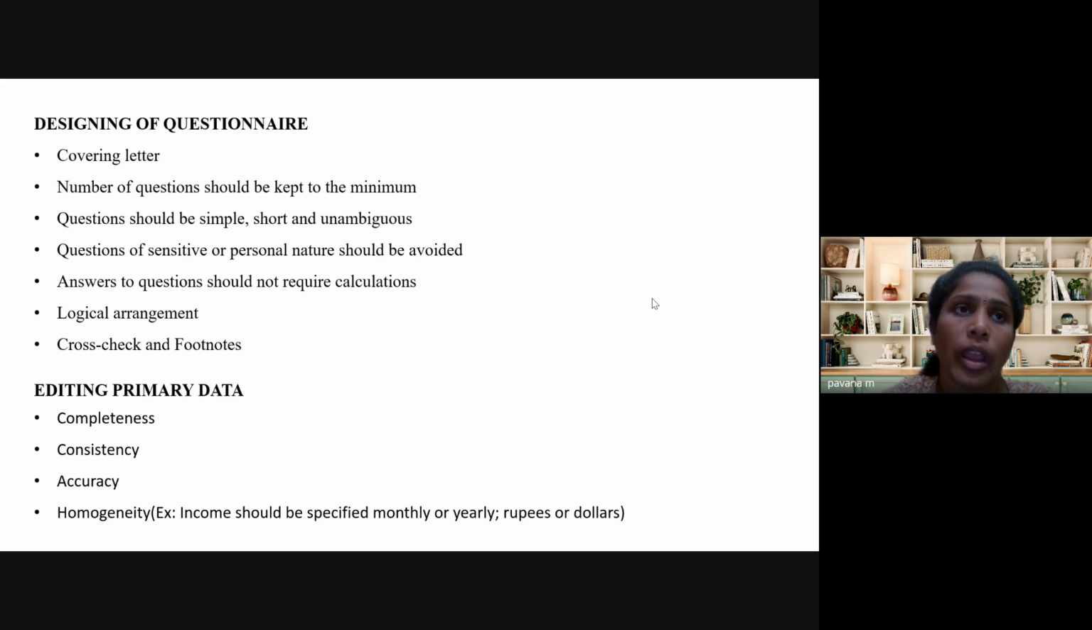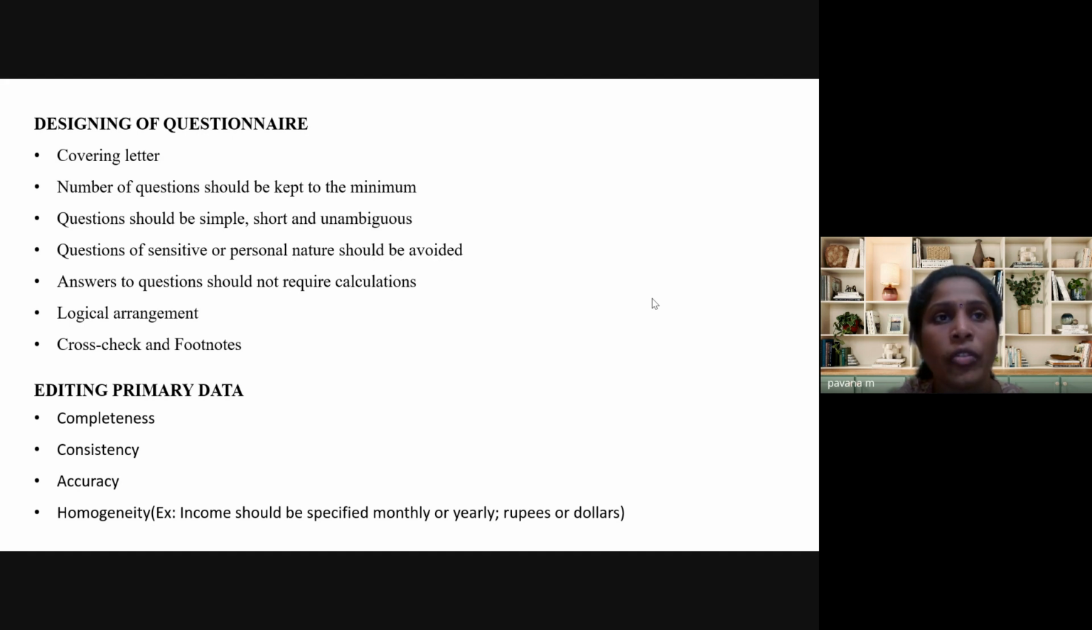And next one, logical arrangement. That means you have, say, 25 questions. The sequence or order of arranging those questions is also very important. So how are you arranging those questions? First, the questionnaire must have introduction questions.